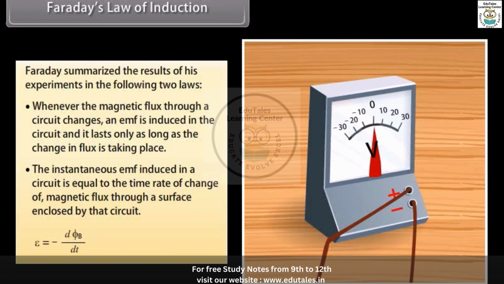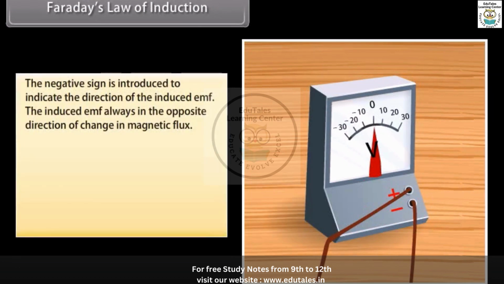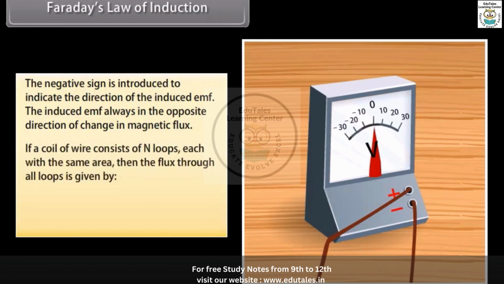E is equal to minus d phi B by dt. The negative sign is introduced to indicate the direction of the induced EMF. The induced EMF is always in the opposite direction of the change in magnetic flux. If a coil of wire consists of n loops, each with the same area, then the flux through all loops gives E equal to minus n d phi B by dt.